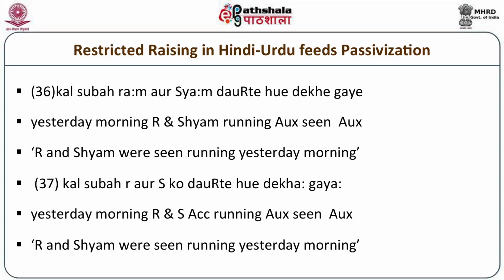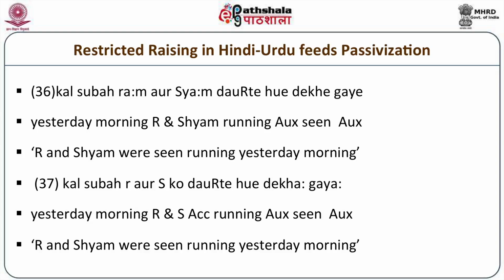There is another passivization in Hindi Urdu where the object, which is promoted to subject position, retains the accusative case. In that structure, you get "Kal subah Ram aur Shyam ko," this is the accusative marking, "daurte hue dekha gaya." Ram and Shyam were seen running yesterday morning. In this case, Ram and Shyam don't control plural agreement on the verb because the accusative case prevents the subject from accessing the agreement morphology on the verb.